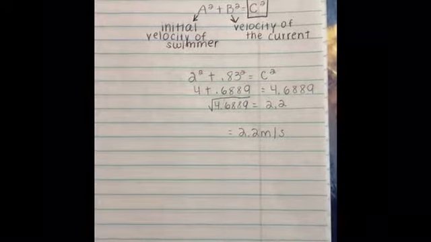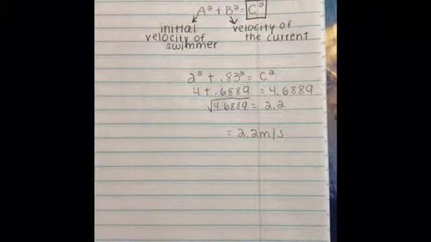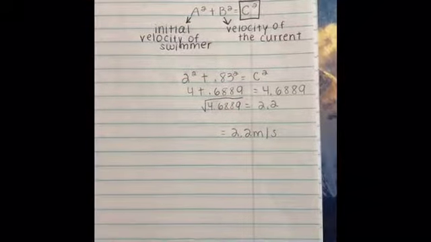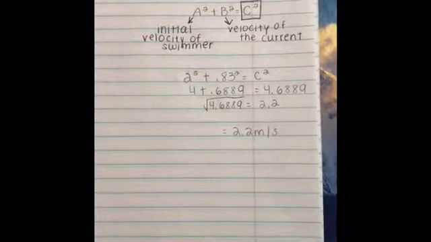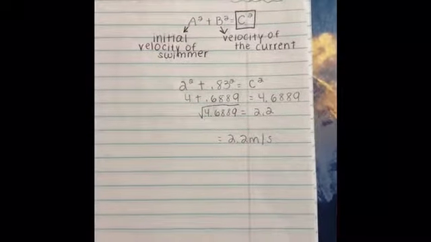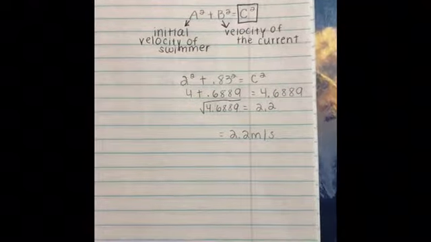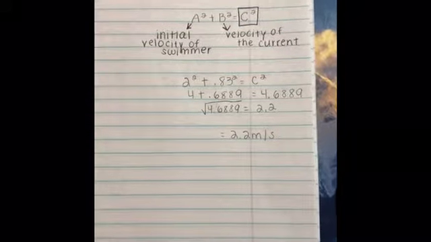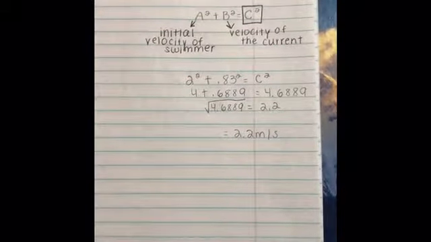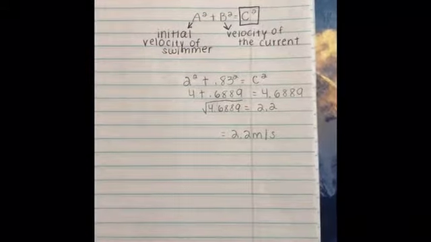To solve this, 2 is the initial velocity of the swimmer, and 0.83 is the velocity of the current. So 2 squared plus 0.83 squared is 4.6889. Then we can square root that number, which gives us 2.2.